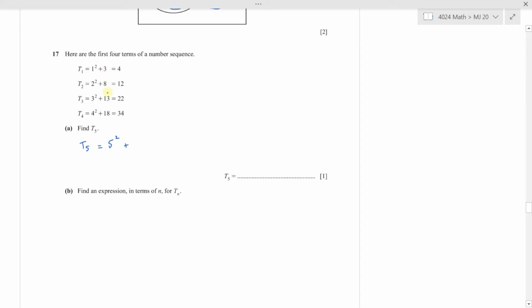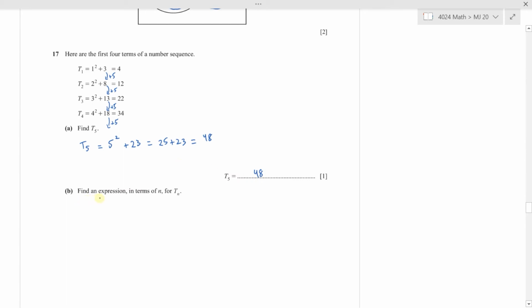If you look at the numbers that are being added, each time you add 5 to get the number for the next term. So 3 plus 5 is 8, 8 plus 5 is 13, 13 plus 5 is 18, and for the fifth term, I will add 5 to 18, so I get 23. So 5 squared is 25 plus 23, this is 48. So T5, your fifth term, is 48.